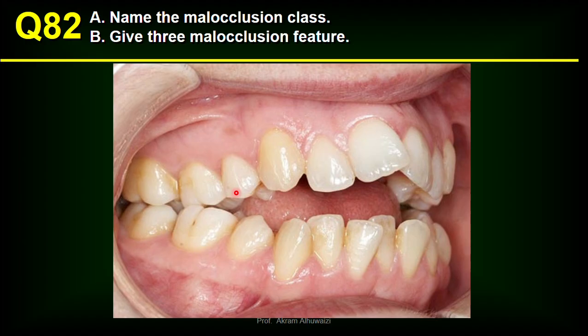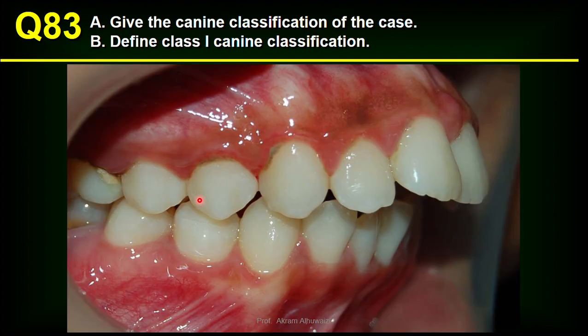Name the malocclusion class, and you notice here on the molars, it's a Class 2 molar relationship with probably Class 3 to Class 2 canine as well. So it's a Class 2 malocclusion. 3 malocclusion features, and that would be anterior open bite, crowding, and the posterior crossbite. Give the canine classification of the case, and that's going to be a Class 2 canine relationship. What's the definition of a Class 1 canine relationship? It's a relationship where the tip of the upper canine is engaged in the embrasure between the lower 3 and 4.